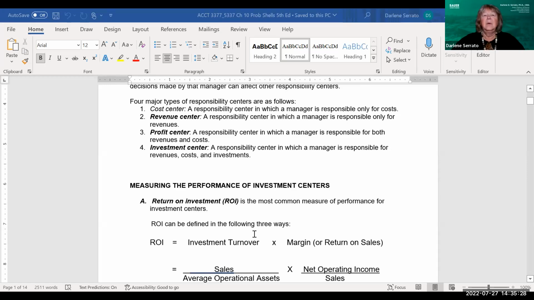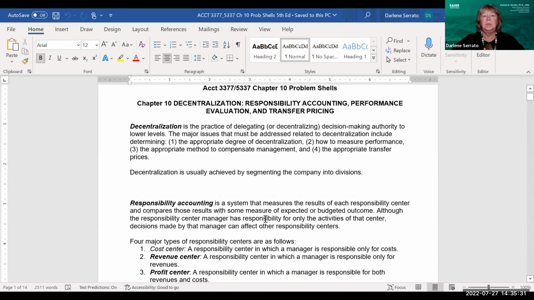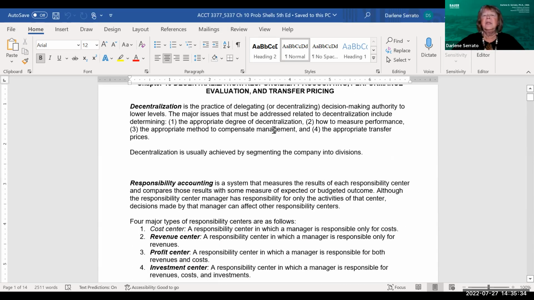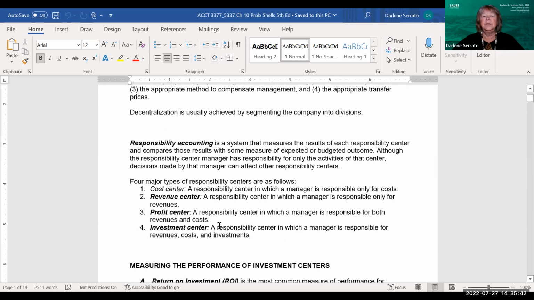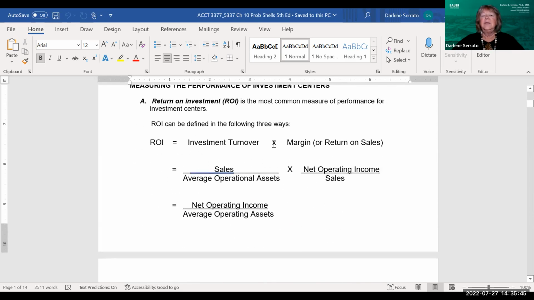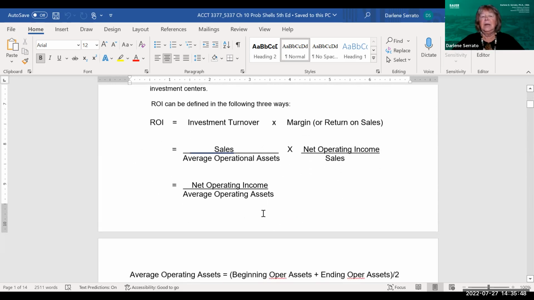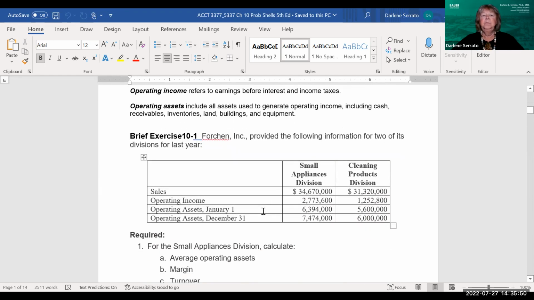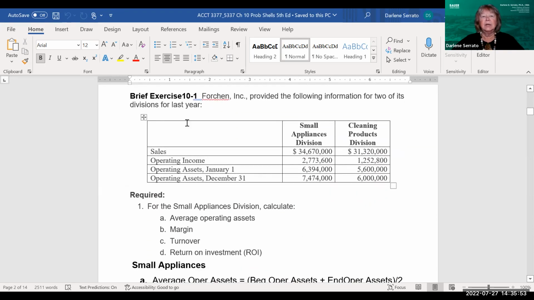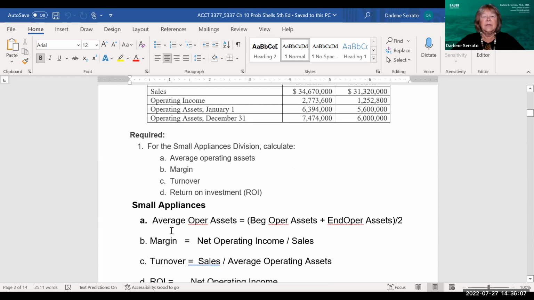Remember, I said in many of the problem shells that I would have some of the information that could be in the multiple choice. So I've talked about decentralization. I talk about the 4 different responsibility centers. I've given you the formulas that you need to know related to ROI. And now we're going to do exercise 10.1. For small division, we want to calculate average operating assets, margin, turnover, and return on investment.